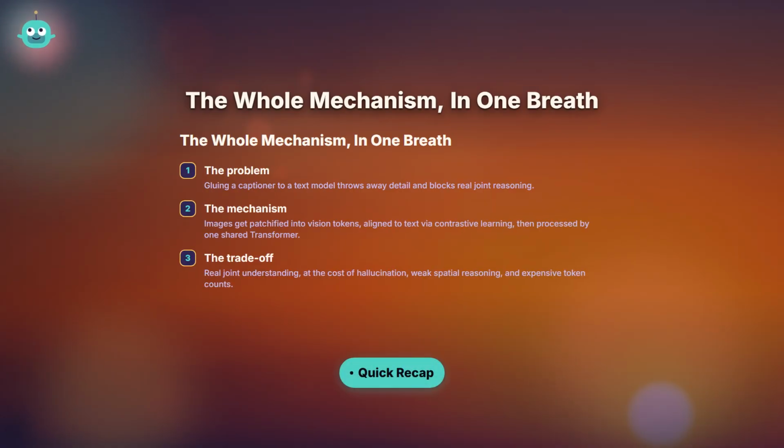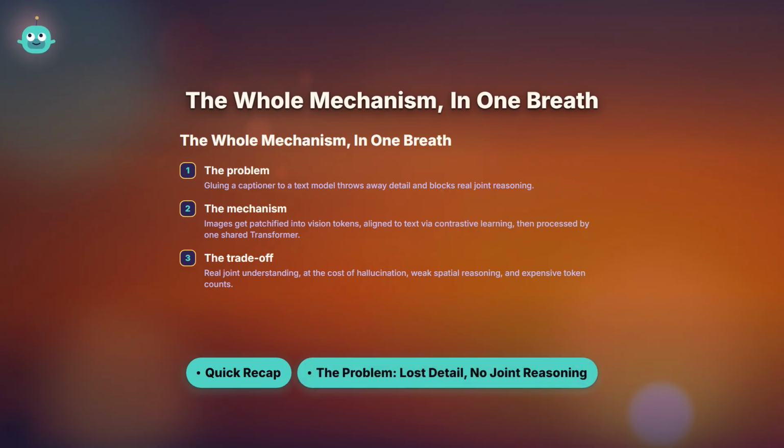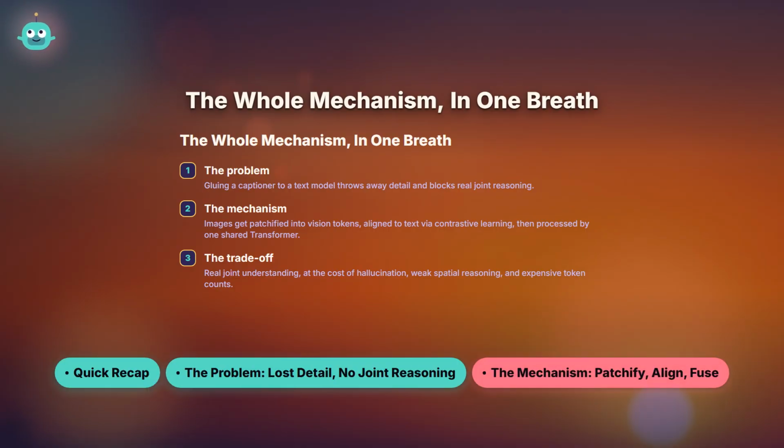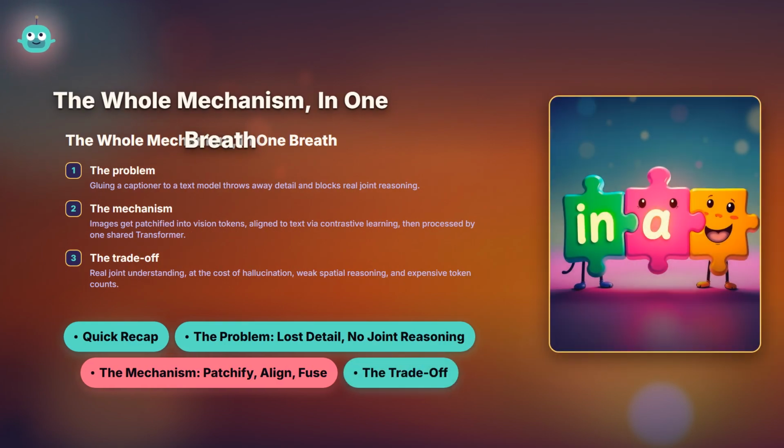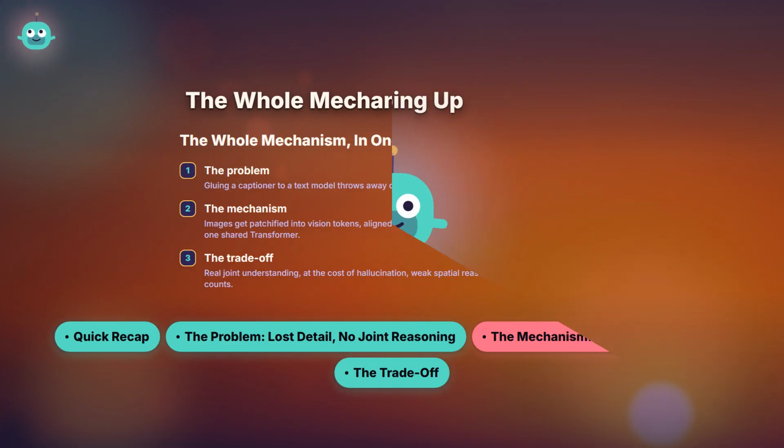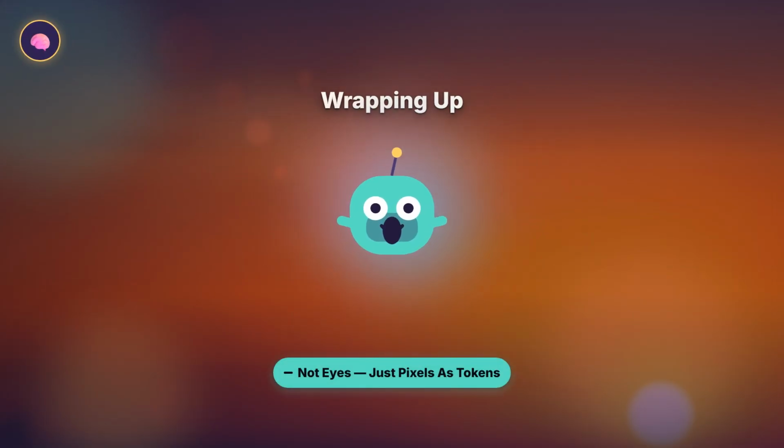Let's fold this whole episode back together. The problem, gluing a captioner to a text model throws away detail and blocks real joint reasoning. The mechanism, patchify the image, align it to text with contrastive learning, feed both into one shared transformer. The trade-off, real understanding against hallucination, weak spatial reasoning, and a real token cost. That's how AI actually sees, not eyes. Just pixels turned into the same kind of token as your words.